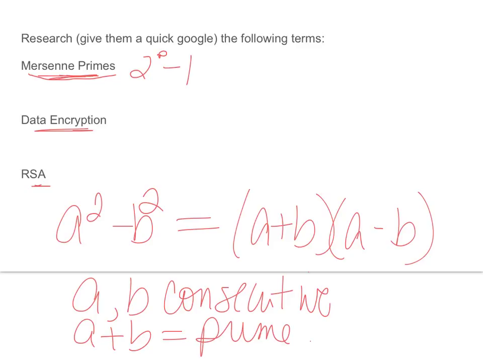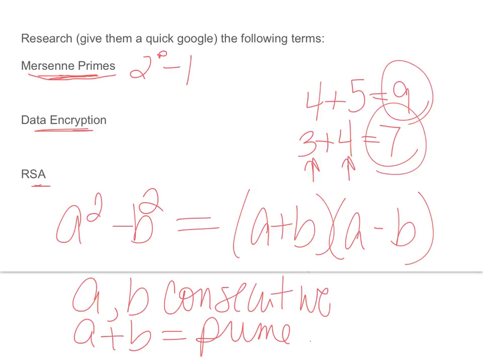For example, 3 plus 4 is 7. We have a prime number. And then 4 plus 5 is 9. Here we have a composite number. So consecutive numbers, but I get a prime here and a composite there.